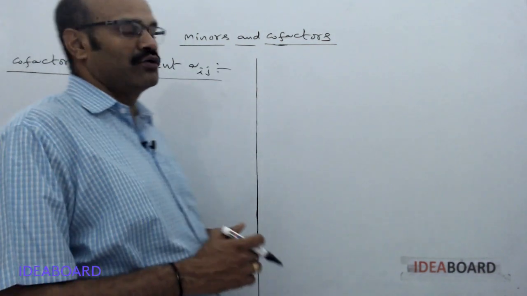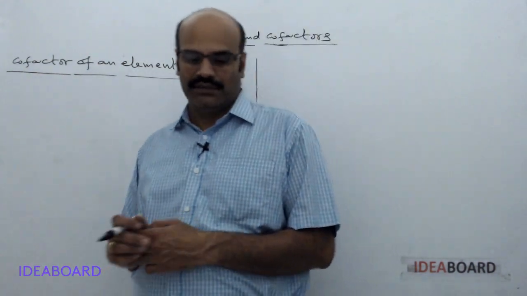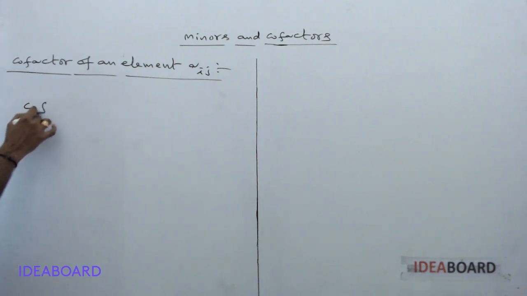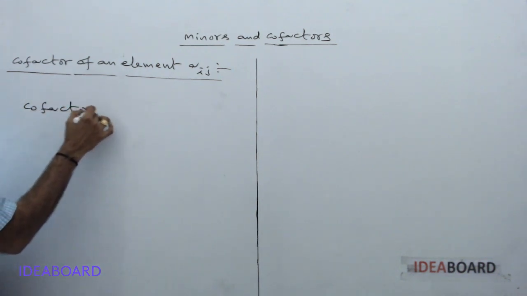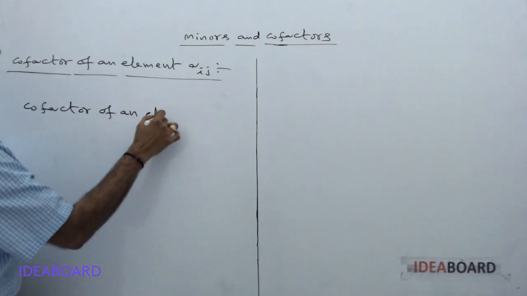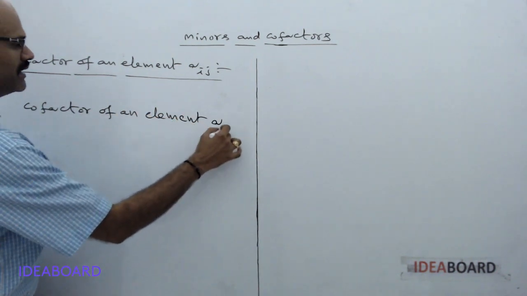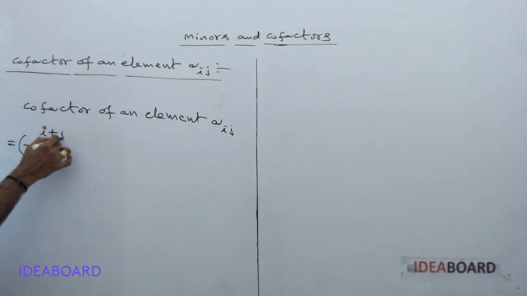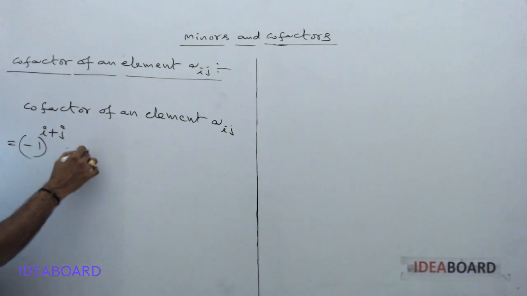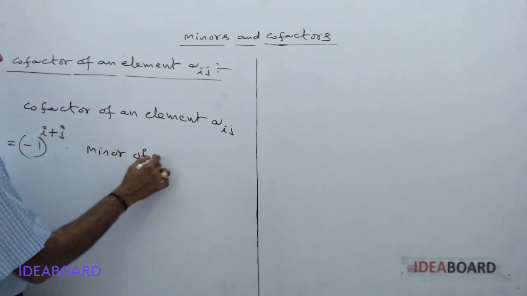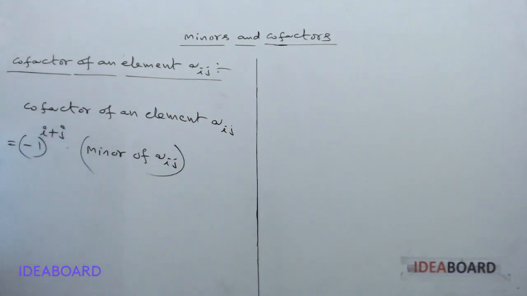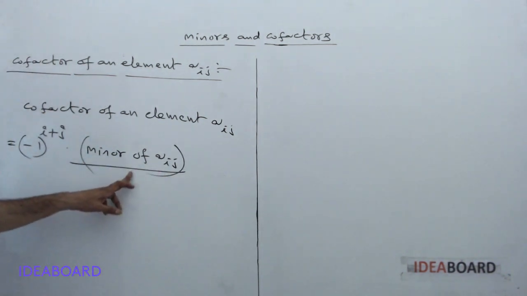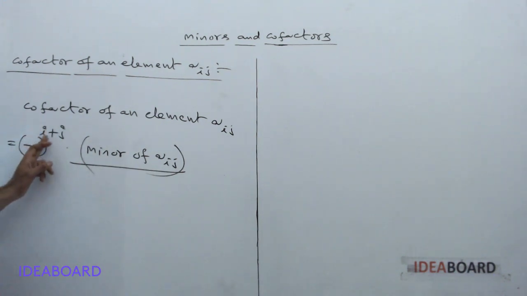Now we have to define cofactor of an element Aij. The cofactor of an element Aij is always defined as minus 1 whole power i plus j into minor of Aij. So already we know how to find minor of Aij. Just we have to multiply by minus 1 whole power i plus j.